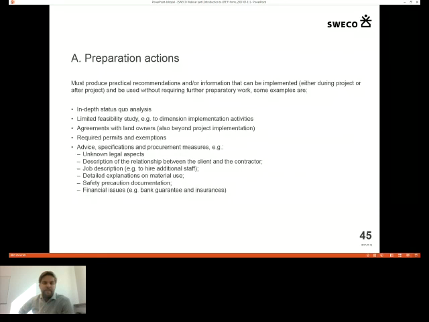Safety precautions, some documentation on that, fire safety in a building, for example. This might be something that you can include as overhead cost, but if you want to maximize your co-financing, this could be put in here too.